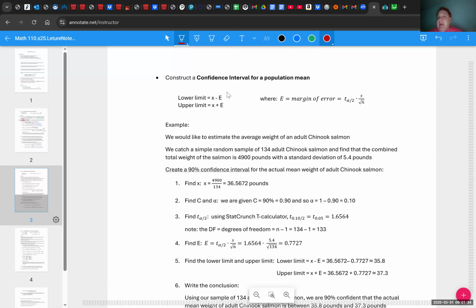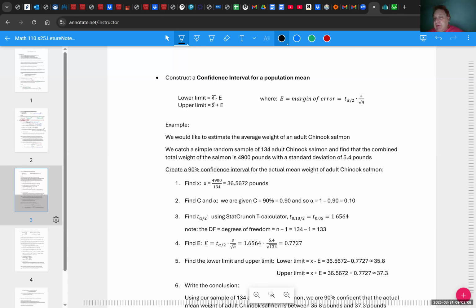So we're no longer trying to estimate the population proportion, we're trying to estimate the population mean, and we get different formulas for that. For these, we have a lower limit. The lower limit is missing a little mark up here. It's X bar. So X bar minus E would be the lower limit, and X bar plus E would be the upper limit. And E is that margin of error. There's a slightly different formula for margin of error than for proportion because each of these different calculations has different formulas. Just keep that in mind.